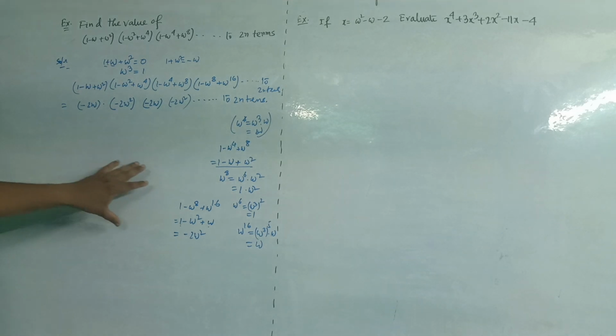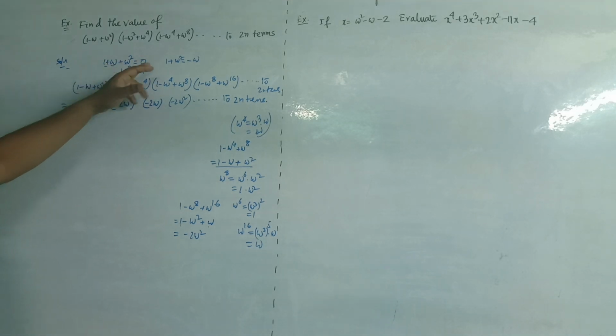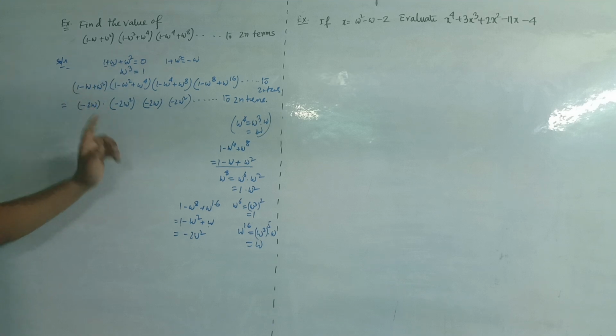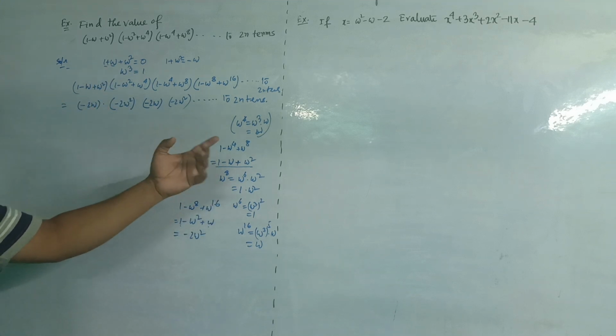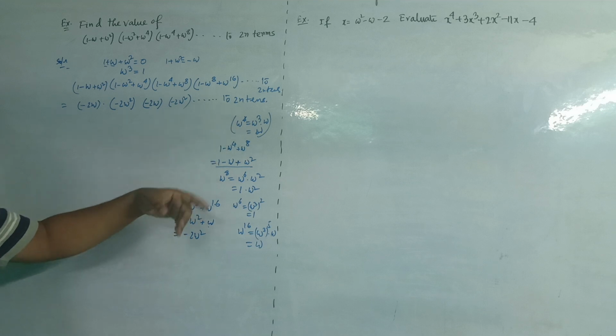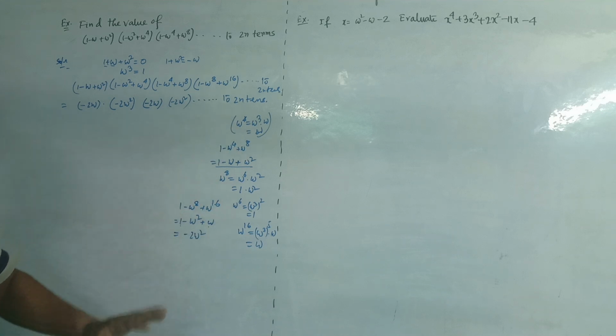I just apply the formula here: 1 plus omega square equal to 0 and omega cube equal to 1. From here you can easily evaluate omega to the power 4, omega to the power 8, omega to the power 16. We can easily evaluate.